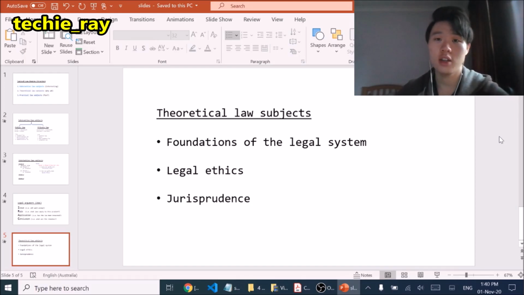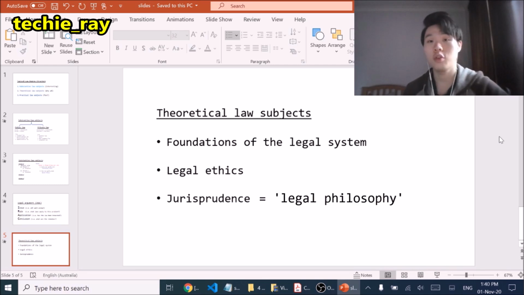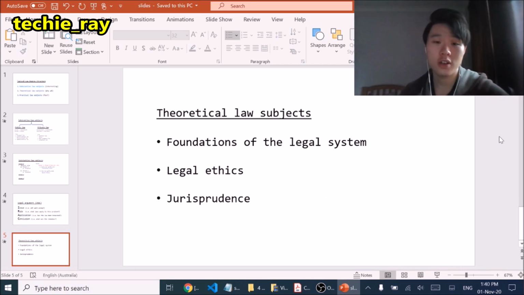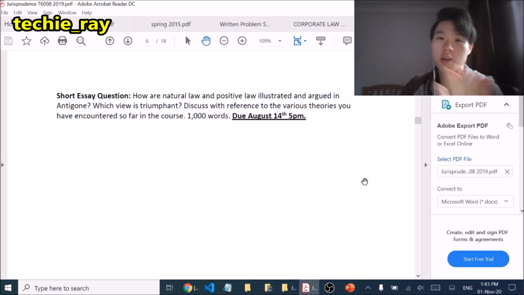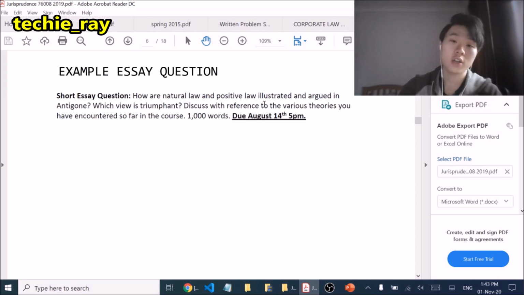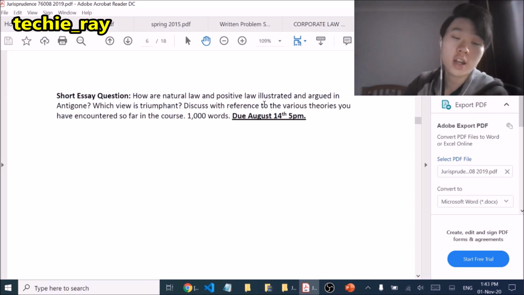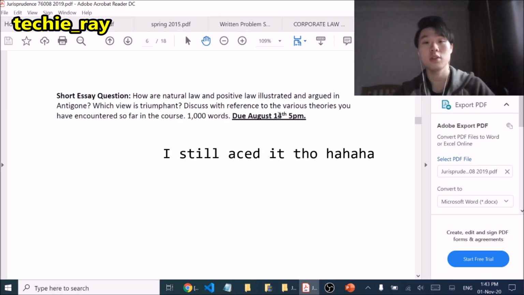These are basically your theory subjects. You learn about foundations of the legal system, legal ethics, and jurisprudence, which is a fancy word for legal philosophy. If you're into philosophy and stuff like that, then I guess this would be a favorite component. But for me, these are the subjects where you mainly write your essays. The natural law and positive law illustrated and argued in Antigone, which views... I get PTSD from this stuff, man.